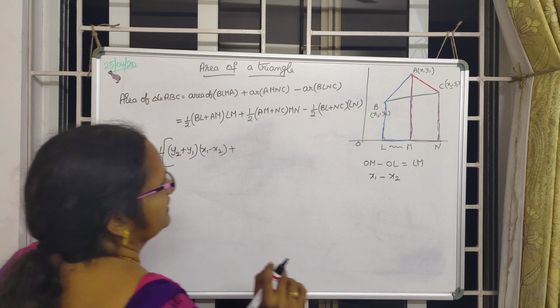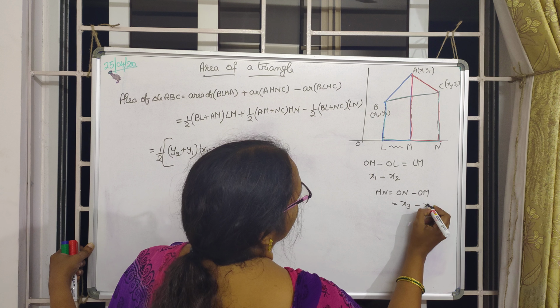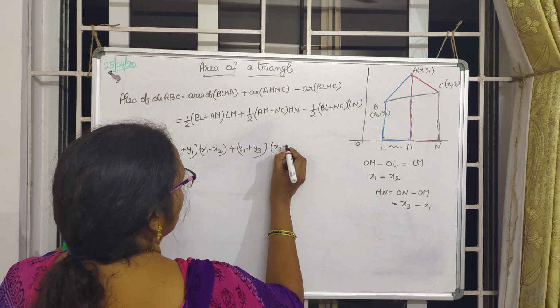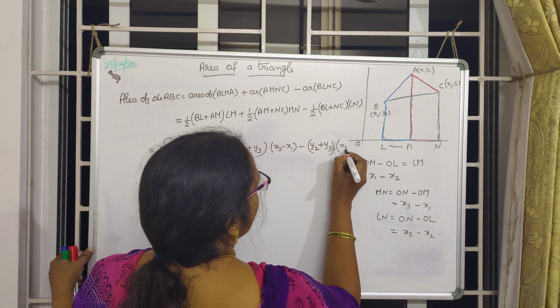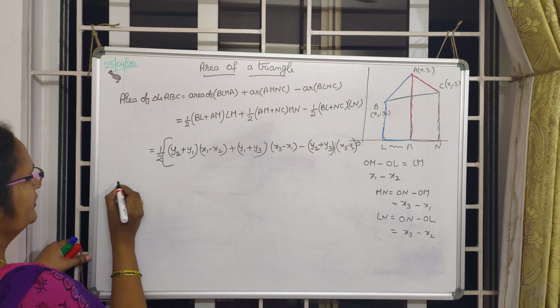ON is the distance from y-axis to that particular point. From y-axis, it is nothing but x3, minus OM, which is x1. So here it is x3 minus x1, minus half already came out. BL plus NC. BL is the distance from x-axis to that particular point, which is y2, plus NC is also the same, y3, into LN. LN is nothing but ON minus OL. ON is x3, minus OL is x2, so x3 minus x2. Now I am going to open the brackets there.